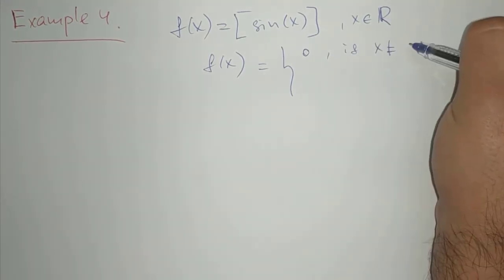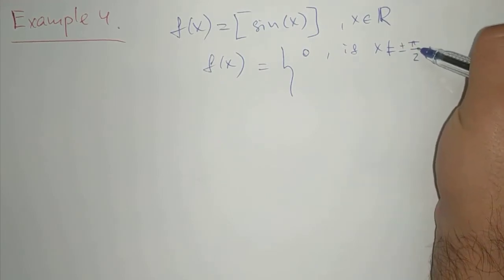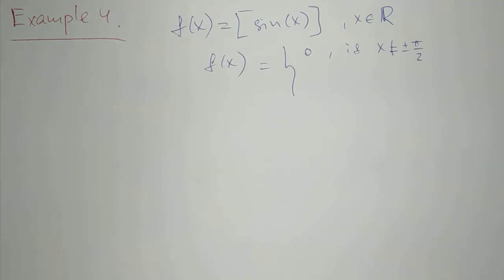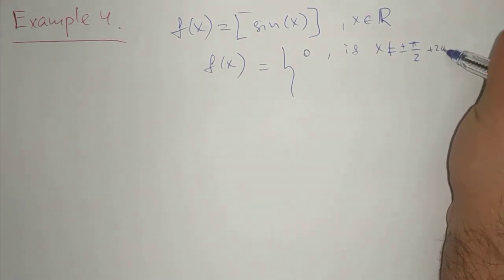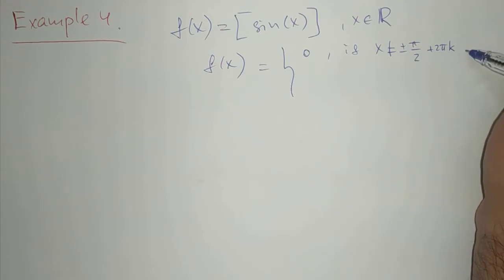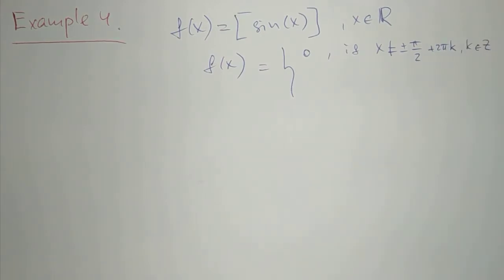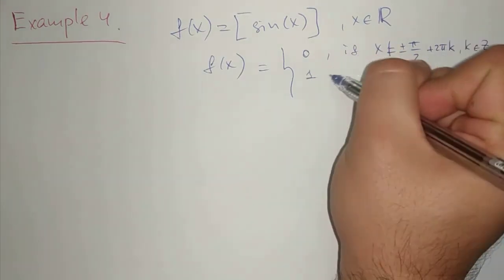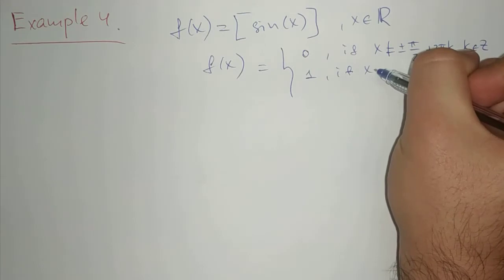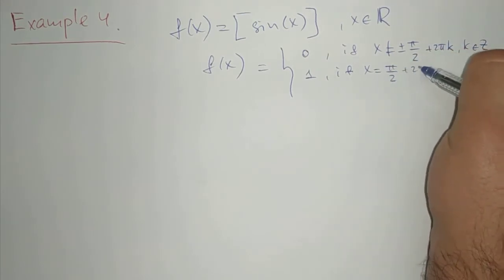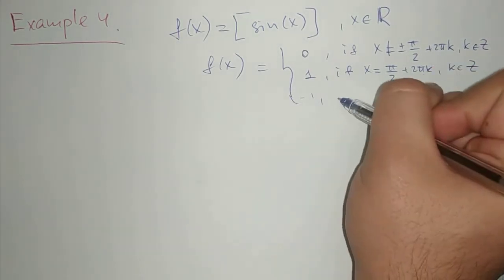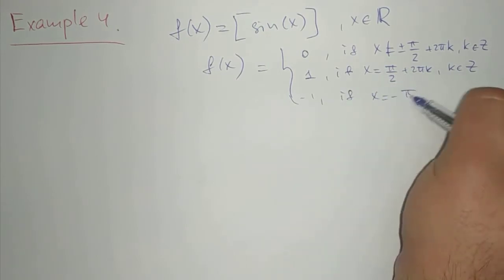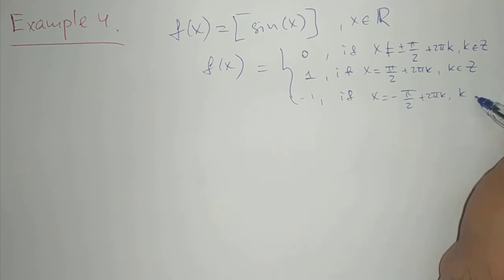if x is not equal to plus minus pi over 2, because if pi over 2, it is 1, and integer part we need to take here, and plus the period of the sine, 2pi k, where k is an integer number, and it is 1 if x is equal to pi over 2 plus 2pi k, and minus 1 if x is minus pi over 2 plus 2pi k.